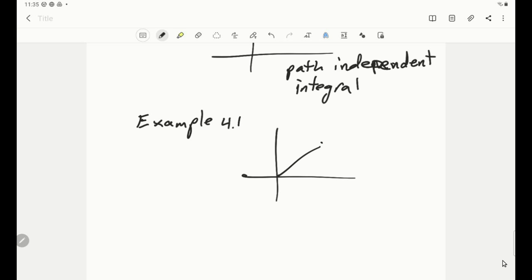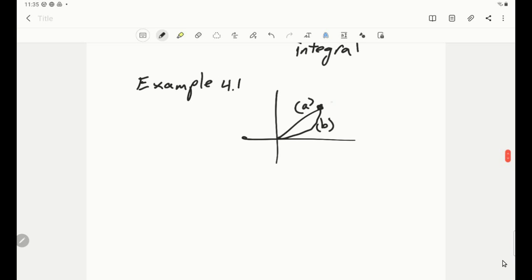We had a path here. This was A. And we had a path that went like that. That's B. As in 4.1a, 4.1b. One was the straight line. The other was y equal x squared. And this is 1 plus i. Now if I let f of z equal 2z, then notice that one antiderivative F of z would be z squared.